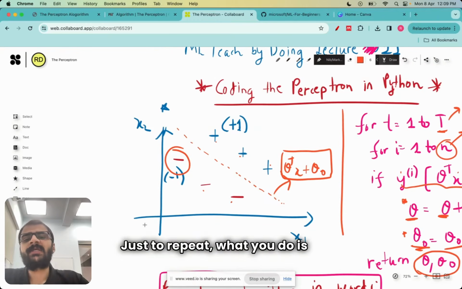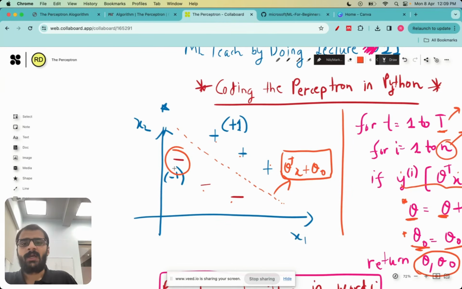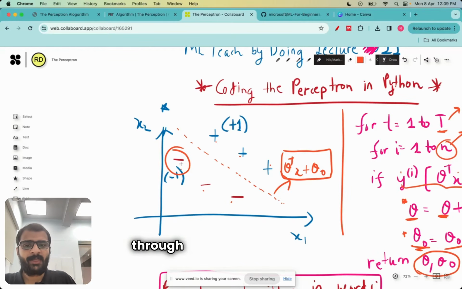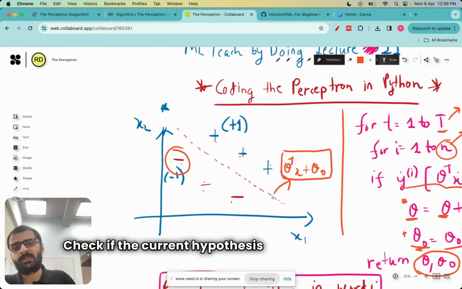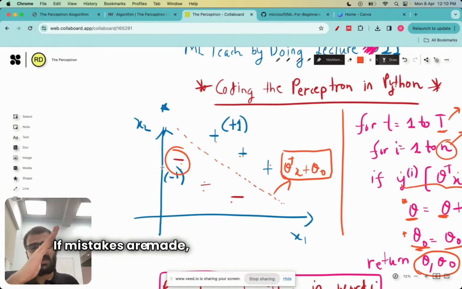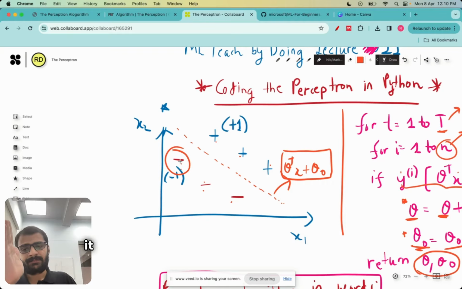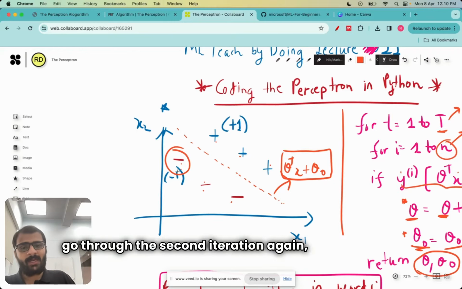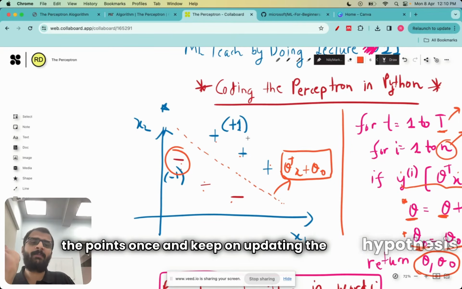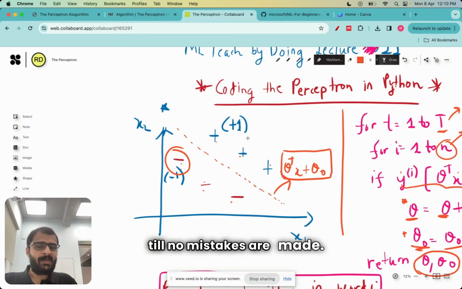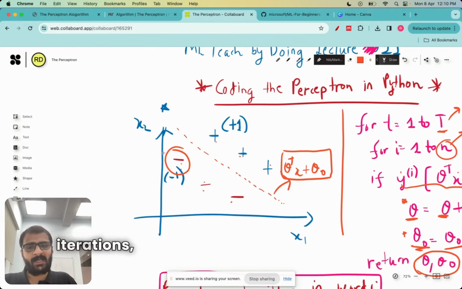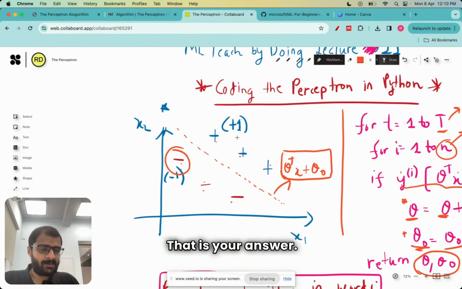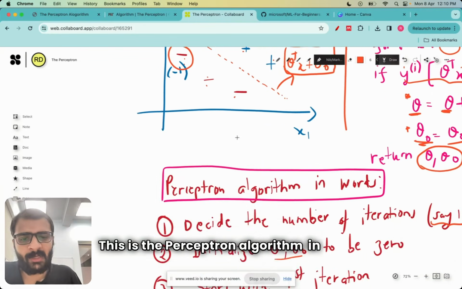Just to repeat, what you do is start with theta and theta naught equal to 0. Then go through each training point. Start with the first iteration, go through each point one by one, and check if the current hypothesis is making a mistake. If mistakes are made, rotate the hypothesis and update it. After going through all the points once, go through the second iteration. Again, go through all the points once and keep on updating the hypothesis. Do this process till you finish 10 iterations. The final hypothesis which remains is your answer. This is the perceptron algorithm in words.